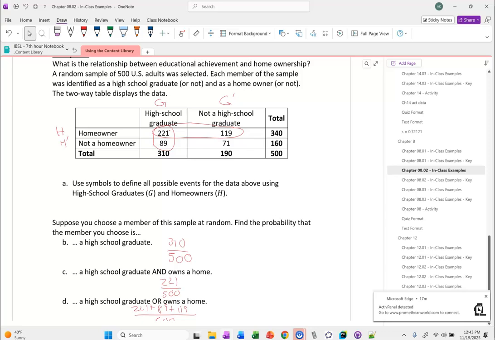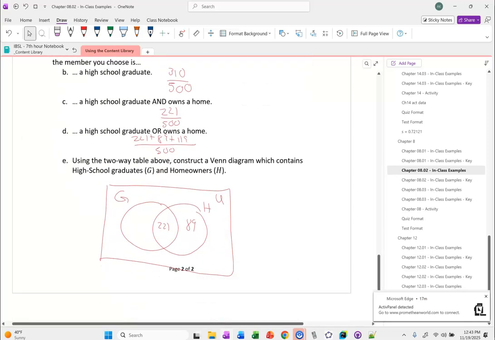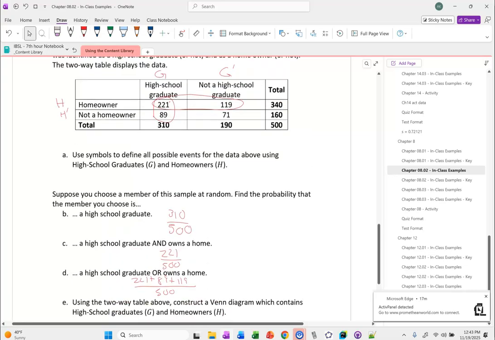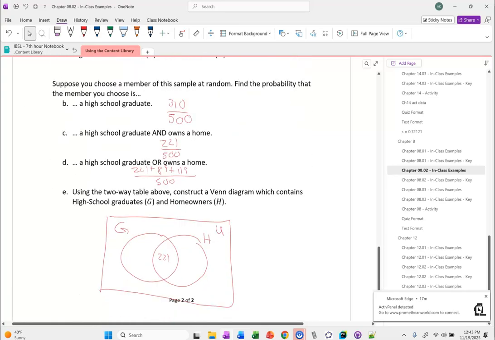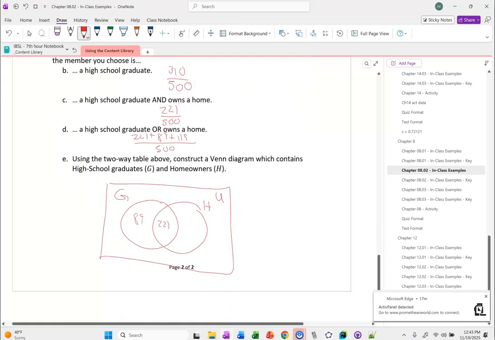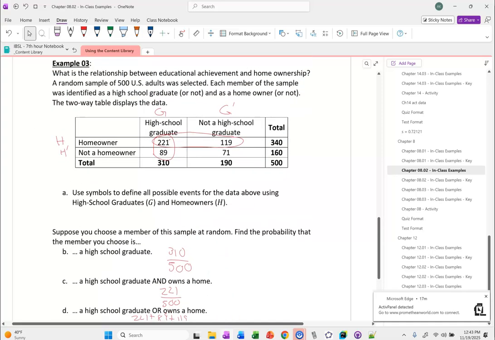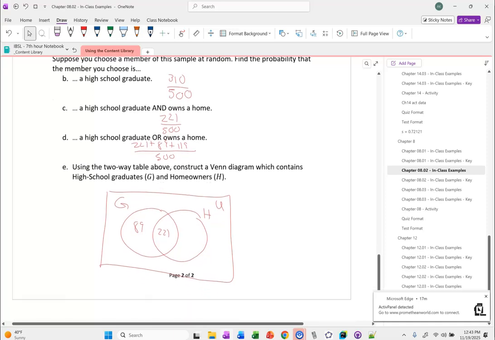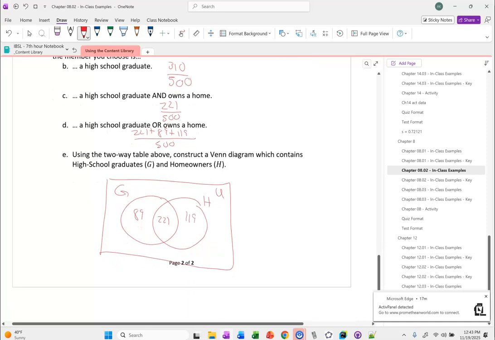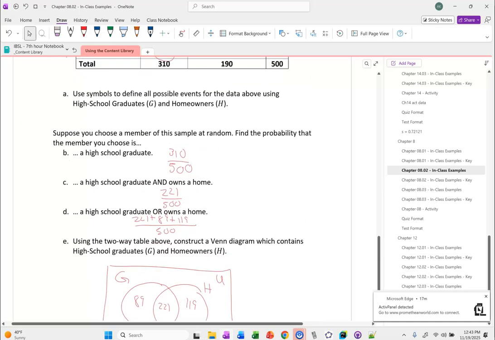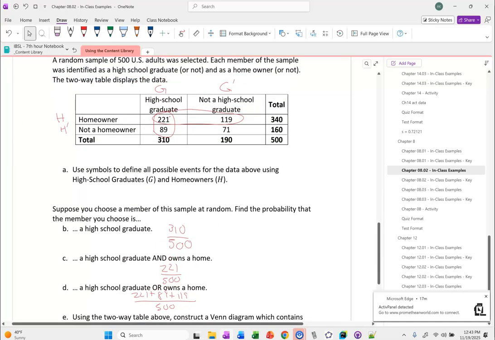Wait, isn't it backwards? Did I put it in the wrong spot? So 89, but 89 is graduate. Sorry. Okay. Where does the 119 go? And the other half or part. Okay, and the H not G spot, H only. And then where does the 71 go? Outside. Outside.